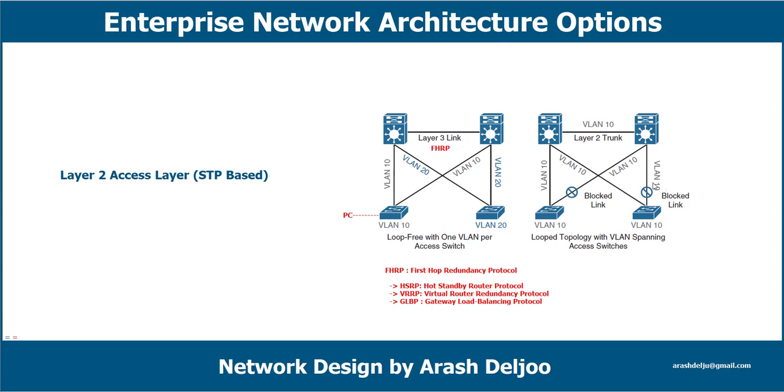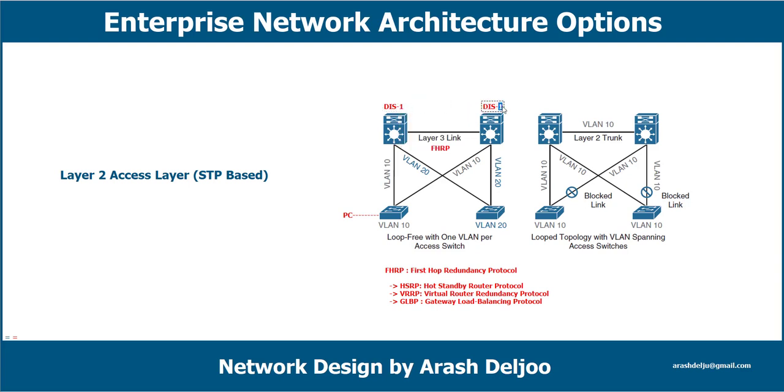But when we use the loop topology, you know that this link is blocked, for example, for VLAN 10, and now we can see only one of the switches is the active switch. Actually, we don't use this distribution switch. Let me show you. Assume that here we have distribution 1. This is the distribution 1 switch, and this is the distribution 2 switch.